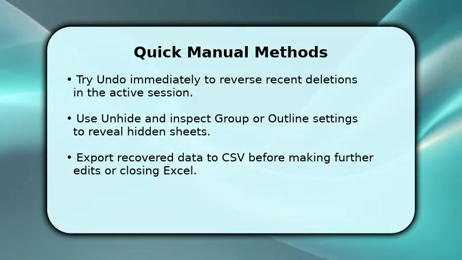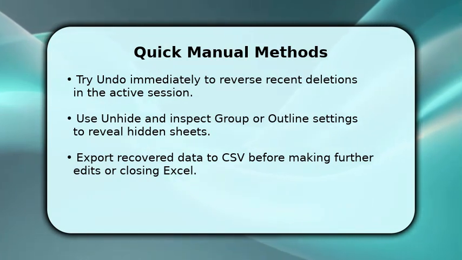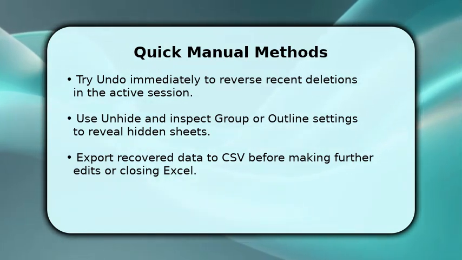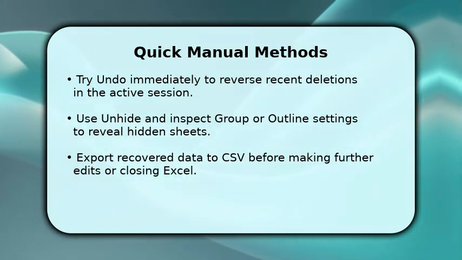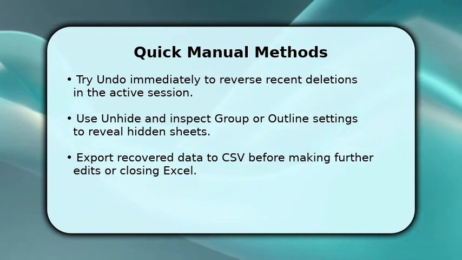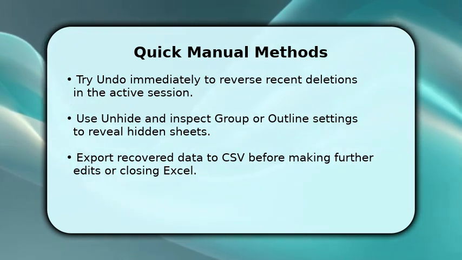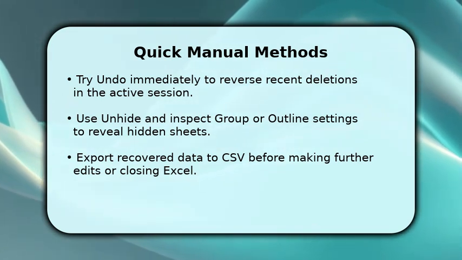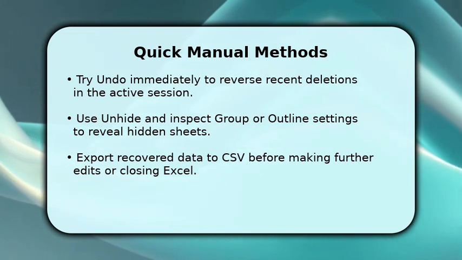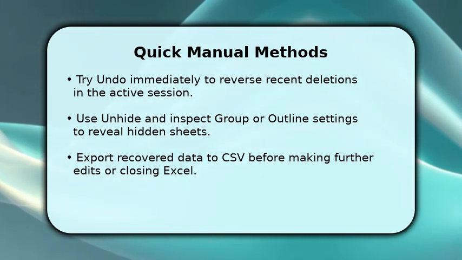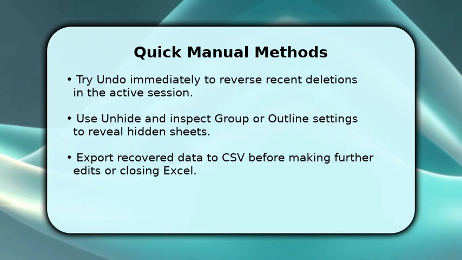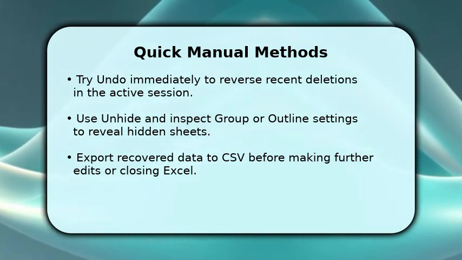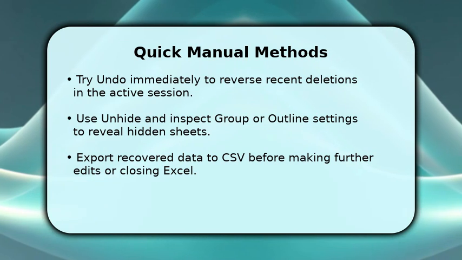Start with undo when possible, then check hidden sheets and filters that may hide data. Use Unhide on the Sheet tab menu and inspect group and outline settings. Look in the workbook's archived copies, temporary files, and auto recover folders. If macros deleted the sheet, inspect VBA project backups. Always export recovered data to CSV before closing Excel and set auto recover intervals to save more frequent versions.